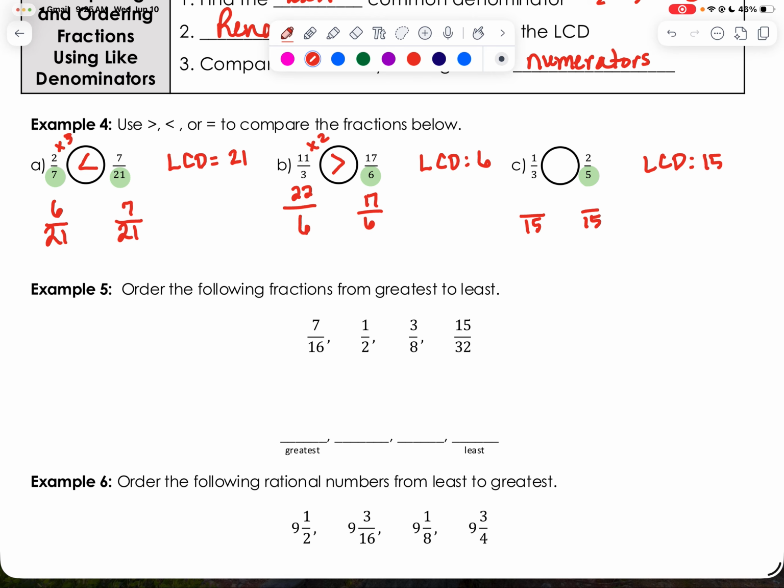All right, so let's start with the first fraction, 1/3. 3 goes into 15 5 times, so I must multiply this first numerator by 5. So 1 times 5 is 5. My second denominator, 5, will go into 15 3 times, so I must multiply this numerator by 3. So 2 times 3 is 6. Now that you've got a common denominator, just look at the numerators. 5 is less than 6, which means 1/3 is less than 2/5.